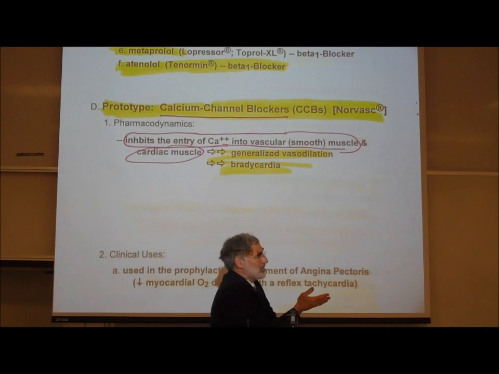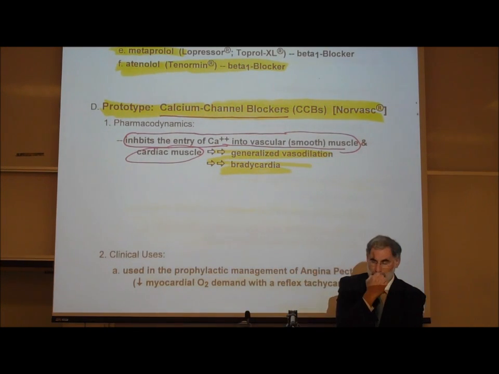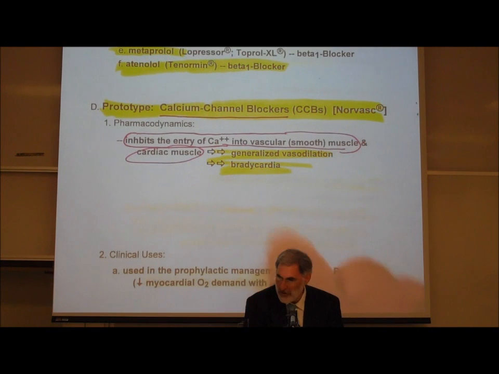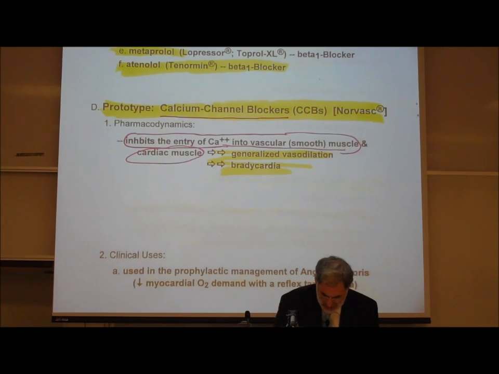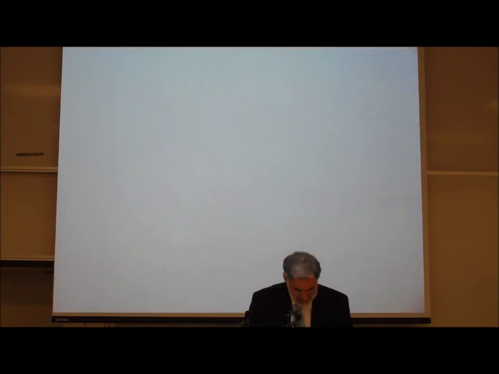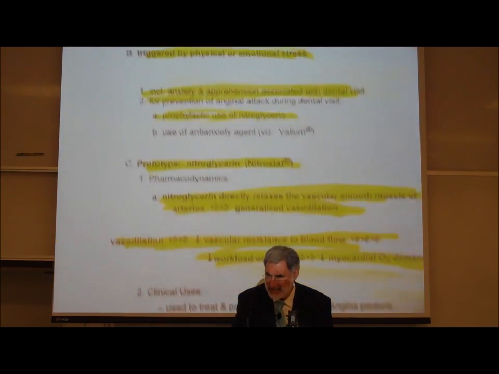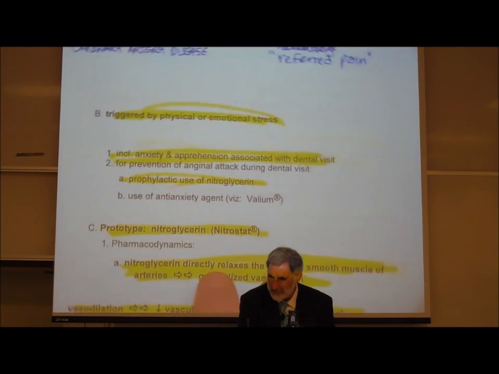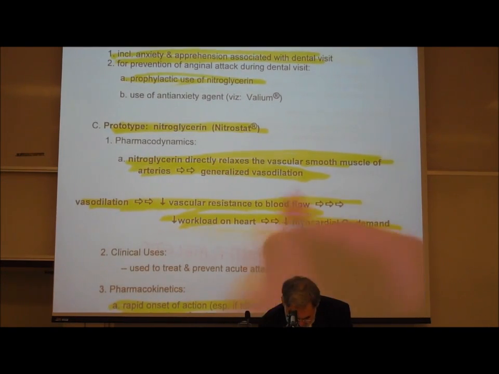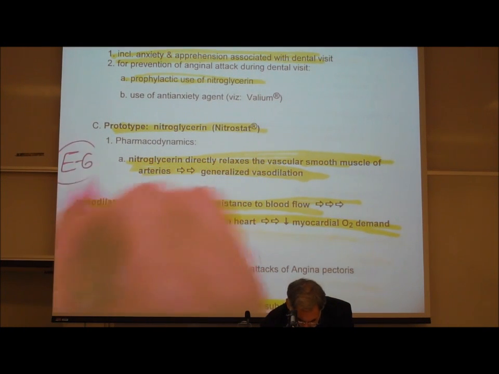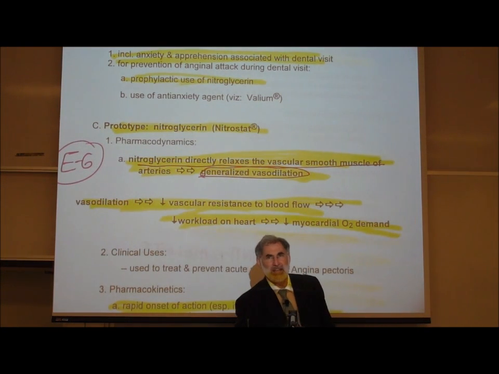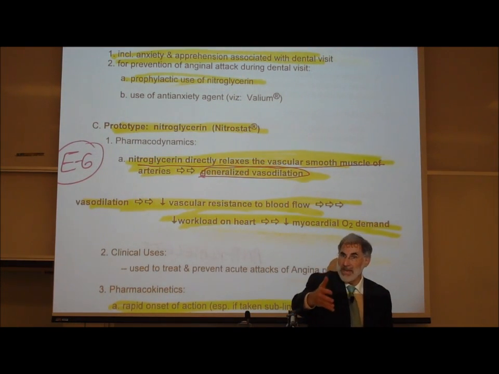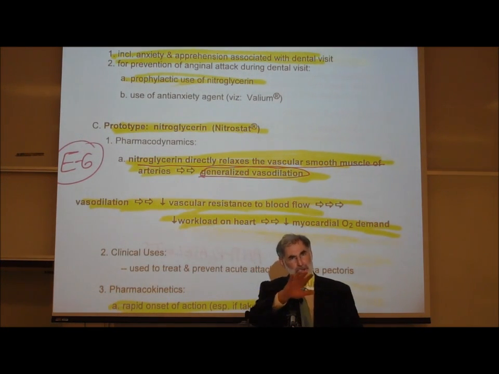Now, why are calcium channel blockers so popular? Just before I mentioned the calcium ion channel blockers, I mentioned two other groups of drugs. I mentioned the nitrates like nitroglycerin and the beta blockers. Let's remember, what does nitroglycerin do? On page E6, we said nitroglycerin relaxes vascular smooth muscle, causing generalized vasodilation. And we told you that that was beneficial in people with angina. Is everybody okay on that?